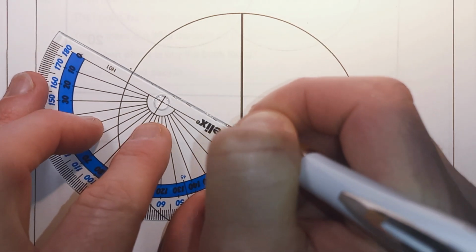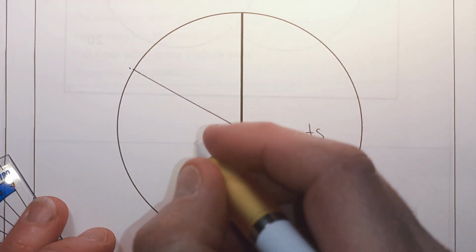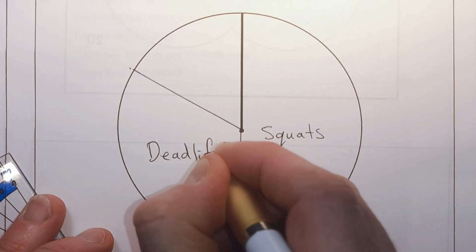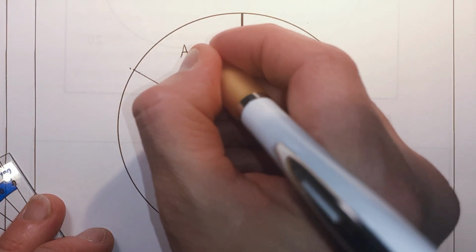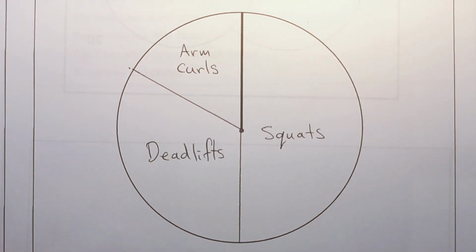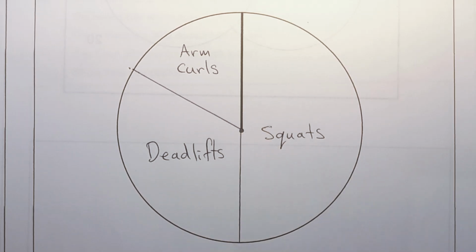So now we can just connect that. Now the 120 is the bigger one, so this is our deadlifts, and the last one must be the arm curls. So if you've done them in a different order, it doesn't matter. I've done it this way just because it was easier to get my 180 straight away.